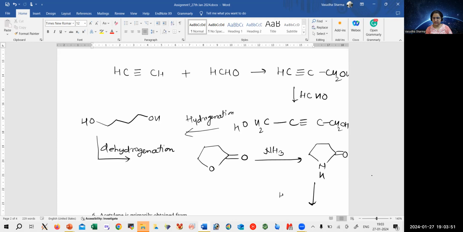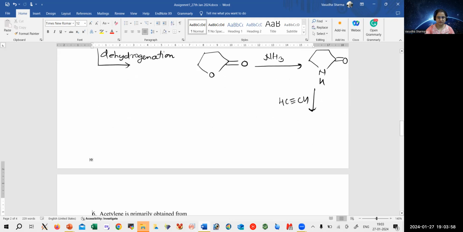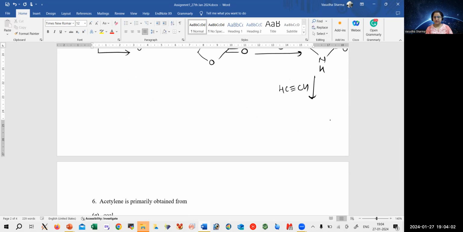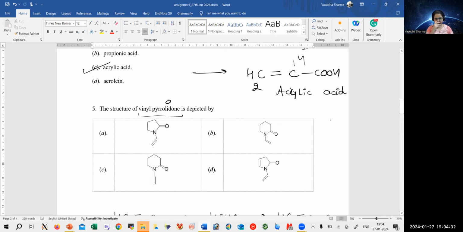And at last, when we treat it again with CH triple bond CH, here it will form N, double bond O over here. So this is your vinyl group, and this is your pyrrolidone. So this vinyl pyrrolidone structure has been asked, which is nothing but this one. Therefore, the correct answer out of all is this A, because here it is a double bond, here it is a six-membered ring, here it is also wrong. So the answer is option A.